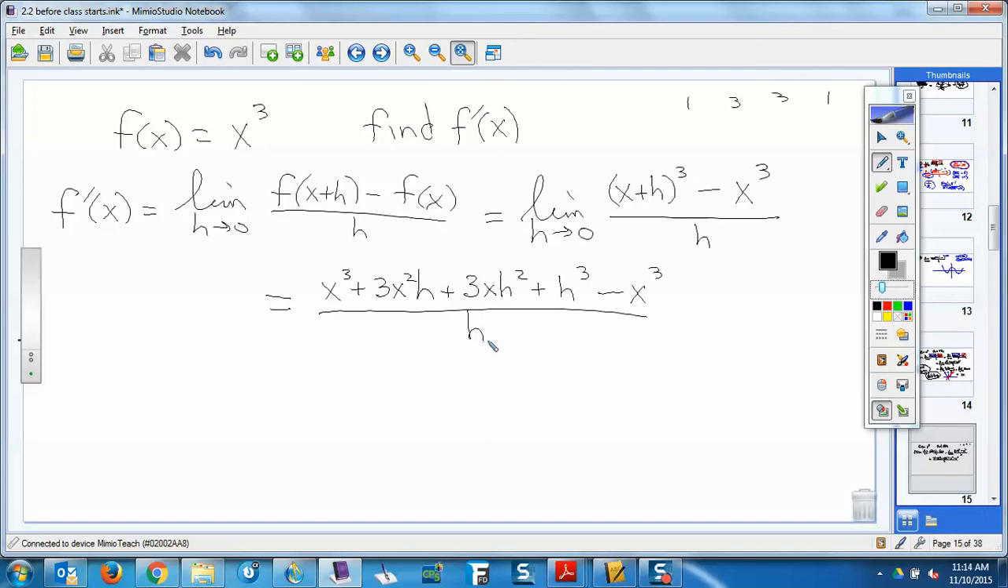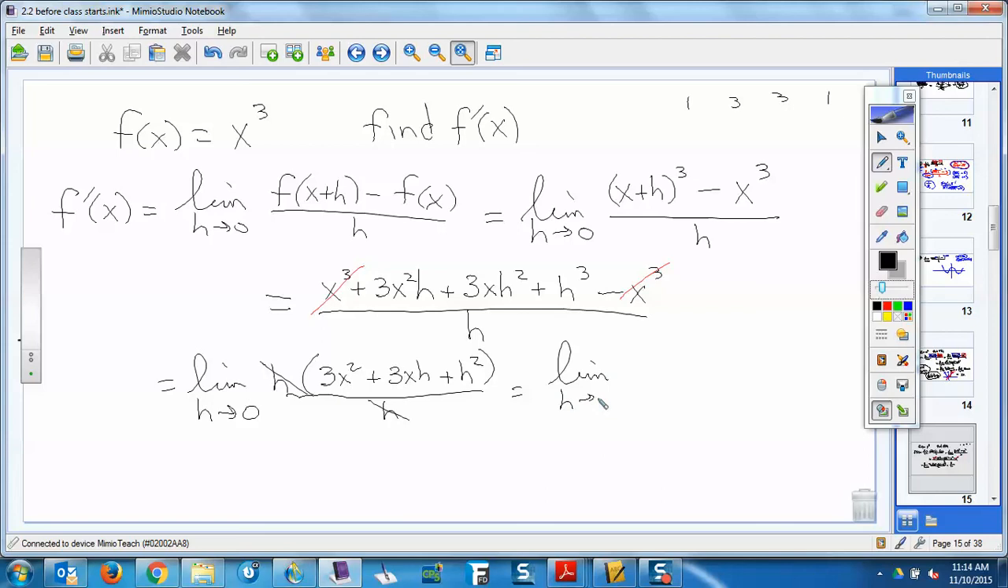We can't put a 0 in for h right now because we'd be dividing by 0. That's no good, but some nice things are going to happen. The x cubes are going to drop out, which allows what to happen? We can now factor out an h. And we'll have what? 3x squared plus 3xh plus h squared, all over h. The h's will cancel.